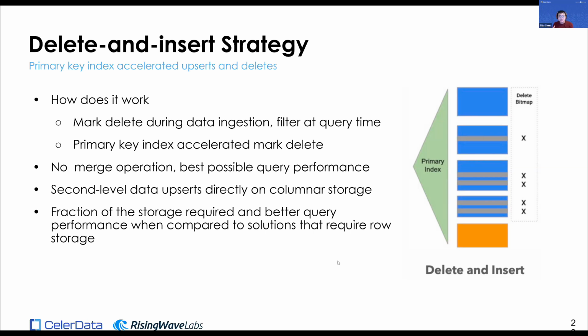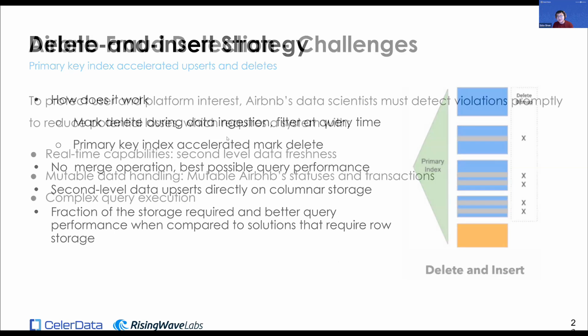So you can do second-level data upserts directly on your columnar storage, with a record level index but without a row store. You need a fraction of the storage and get even better query performance compared to similar solutions that maintain a full row store and a columnar store. And you can enable real-time analytics on all of your data, including mutable data.